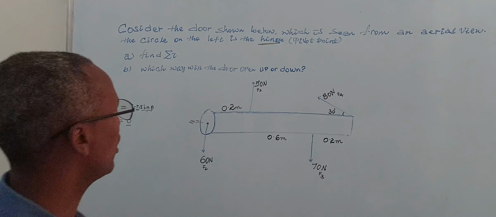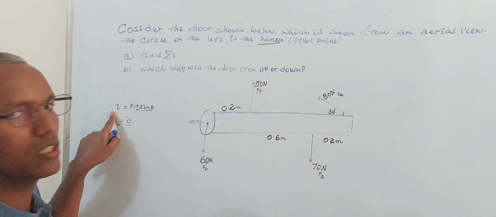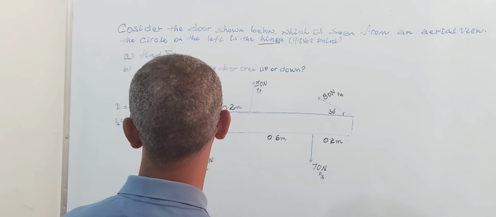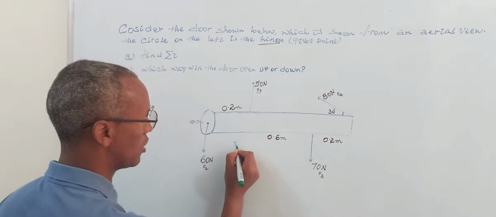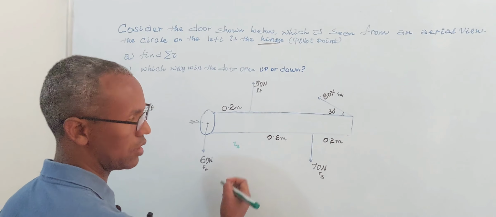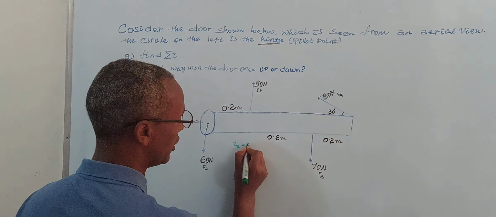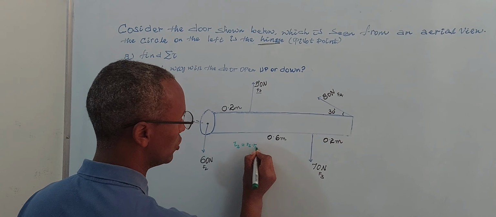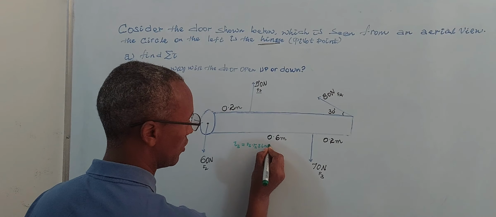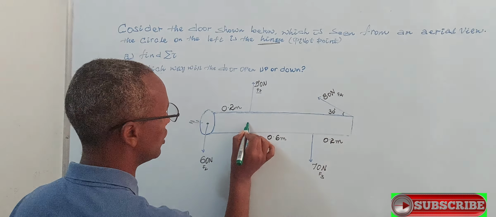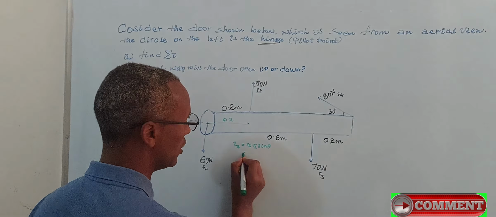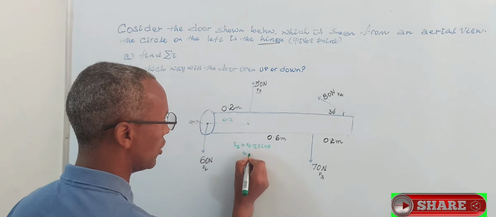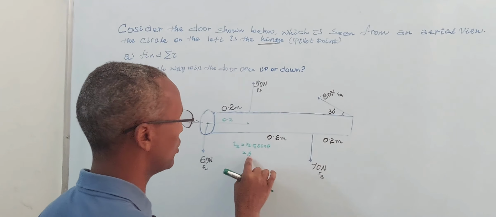Now for F2, we need to use this formula to find the torque. So tau 2, the torque, is equal to F2 multiplied by R2 multiplied by the sine of theta. Basically, the distance from the axis of rotation to this point is 0.2, which is R2. Now this is F2, so you can plug each given term into the formula.